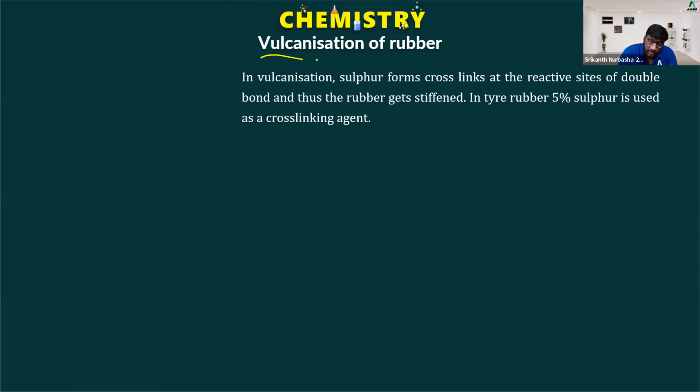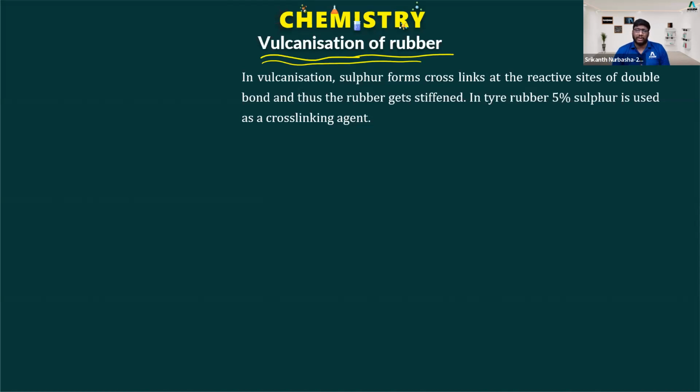If you go with the next concept, vulcanization of rubber. Natural rubber is very soft, or it becomes soft at high temperature. It has a high absorption capacity towards water. It will absorb water greatly. And it is soluble in non-polar solvents. Why? Because rubber is non-polar in nature, an unsaturated hydrocarbon. In non-polar solvents, non-polar solutes can dissolve. And it is not resistant to oxidizing agents.